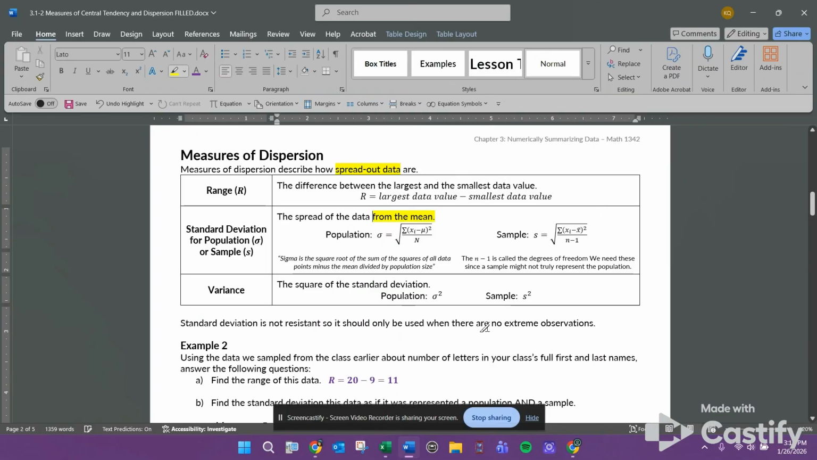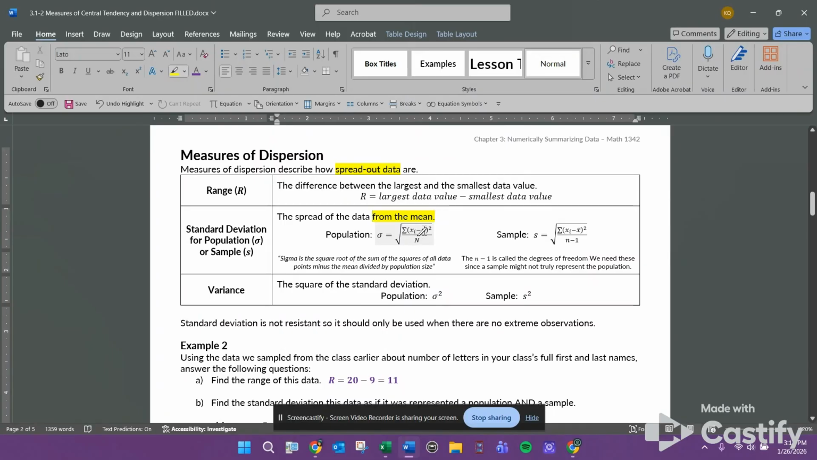That's what standard deviation reports. Now, the formula for standard deviation for a population and for a sample looks really complicated, and saying it is very complicated, but doing it is not all that complicated. Population standard deviation is represented by the Greek letter sigma, and we would pronounce this as sigma is the square root of the sum of the squares of all data points minus the mean divided by the population size.